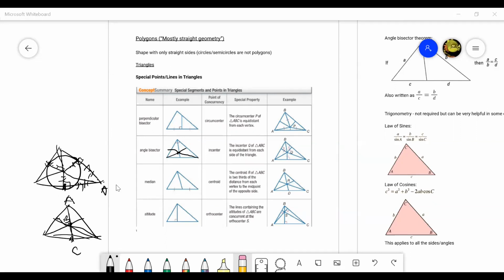And lastly, we have the altitude, and that is the height from a vertex to a side. So just draw a perpendicular line, and the intersection of all the altitudes is the orthocenter. You don't really see this point used often at all because it doesn't really have any special properties, at this level at least, besides just being the intersection of all the altitudes. So if you see orthocenter, just think altitude, and that's really it.